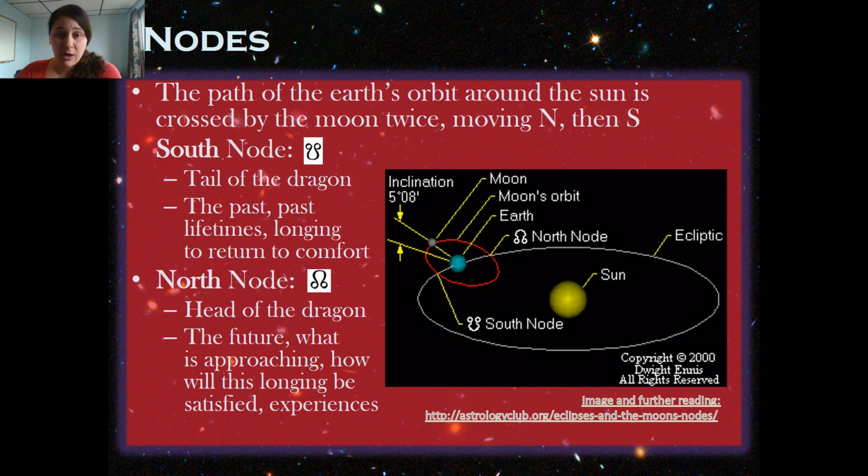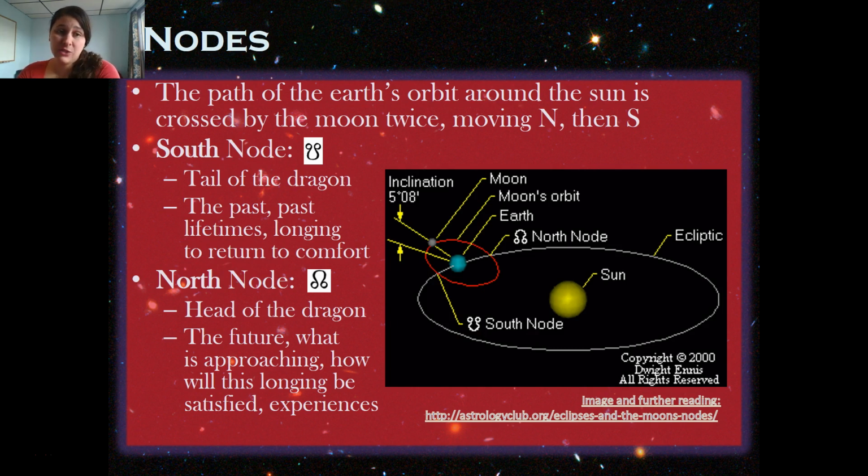And these ones are where the orbit of the moon intersects the Earth's orbit around the sun. And that might vary depending on where you're located on the globe, but I think for the most part, this one is going to vary by the time of year. And the 2 nodes just represent the past and the future. So the south node describes the longing to return to comfort. It's called the tail of the dragon, and it reflects past lives as well.